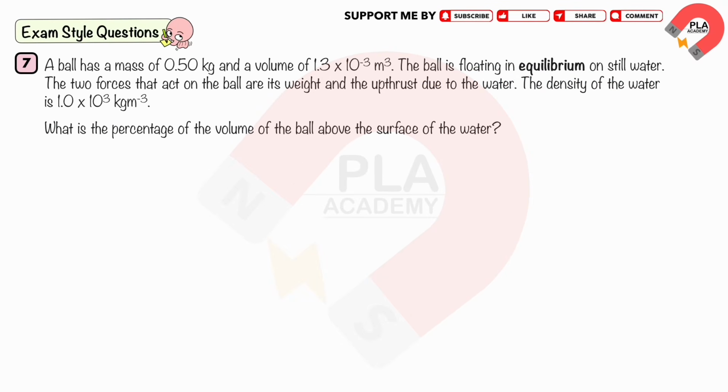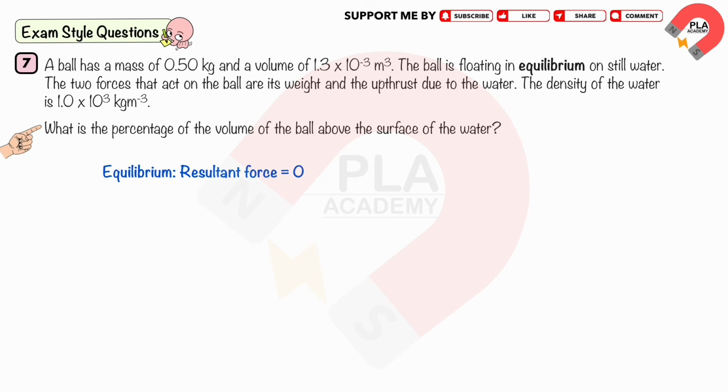Exam style question 7. A ball has a mass of 0.50 kilograms and a volume of 1.3 times 10 power minus 3 cubic meters. The ball is floating in equilibrium on still water. The two forces that act on the ball are its weight and the upthrust due to the water. The density of the water is 1.0 times 10 power 3 kilograms per cubic meter. What is the percentage of the volume of the ball above the surface of the water?